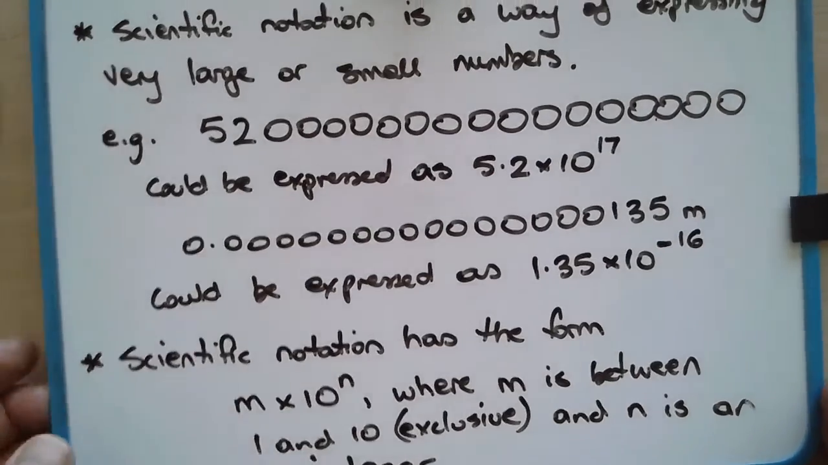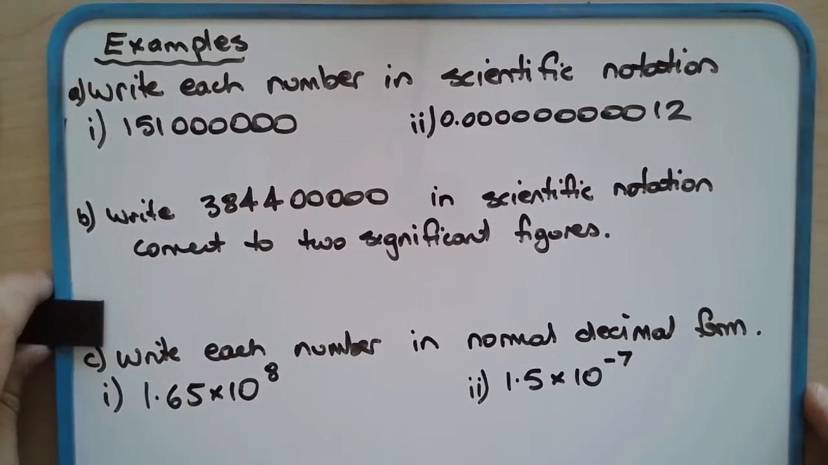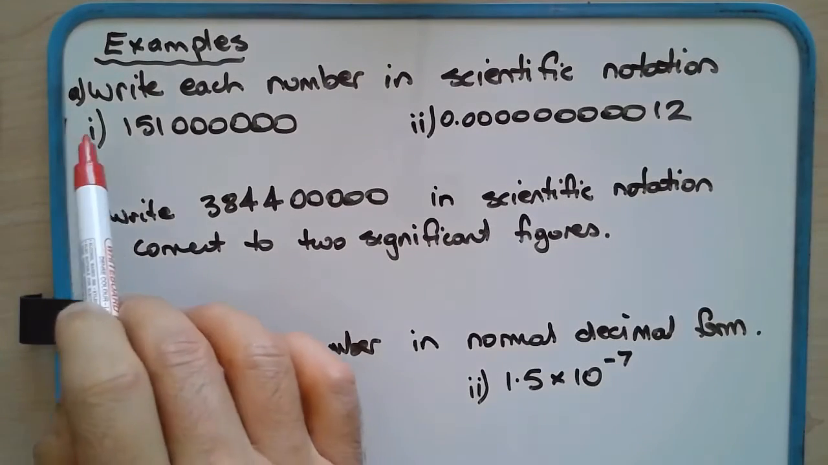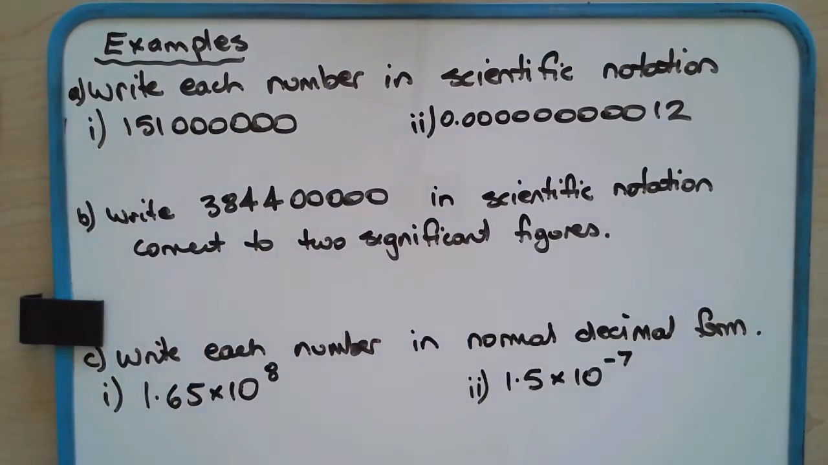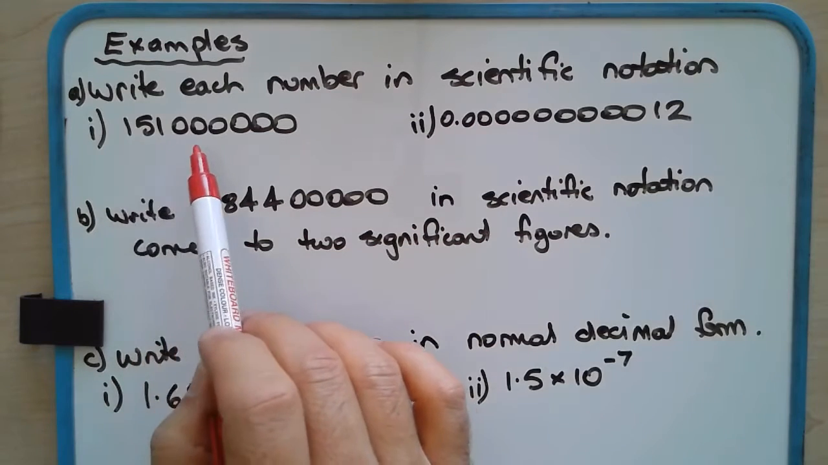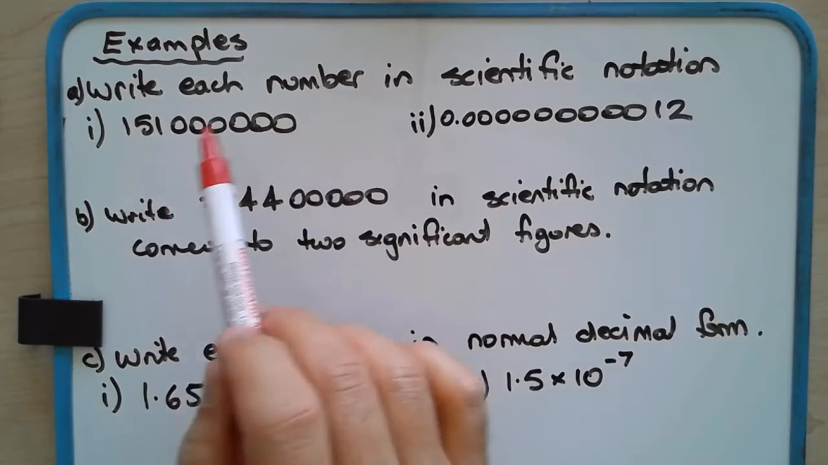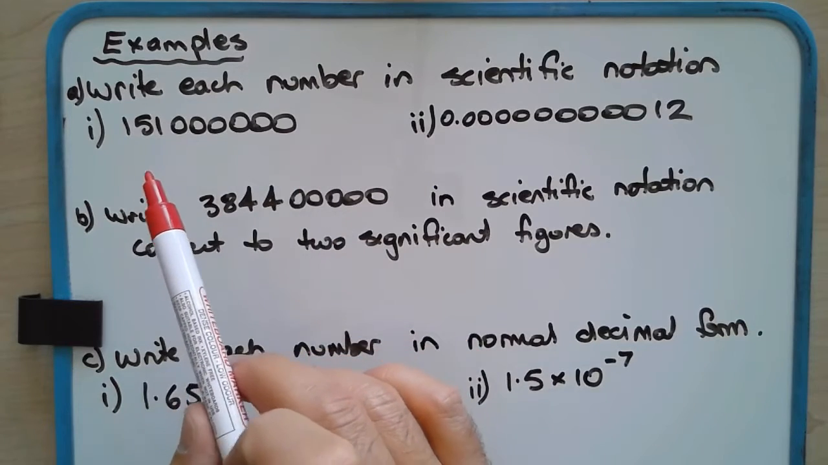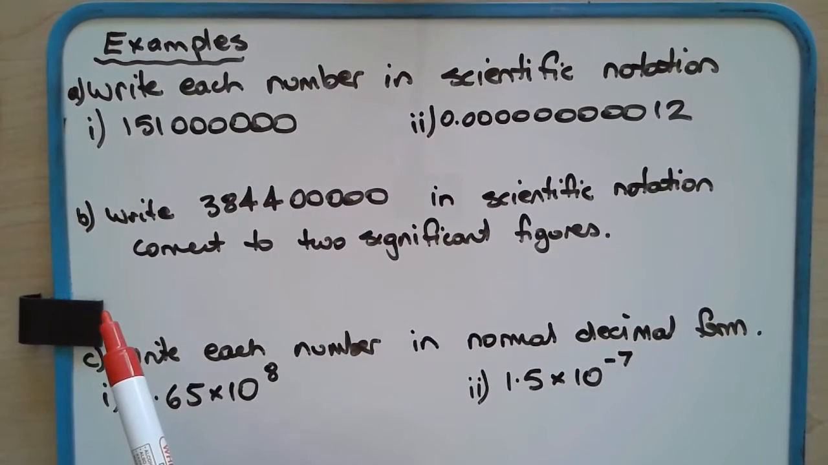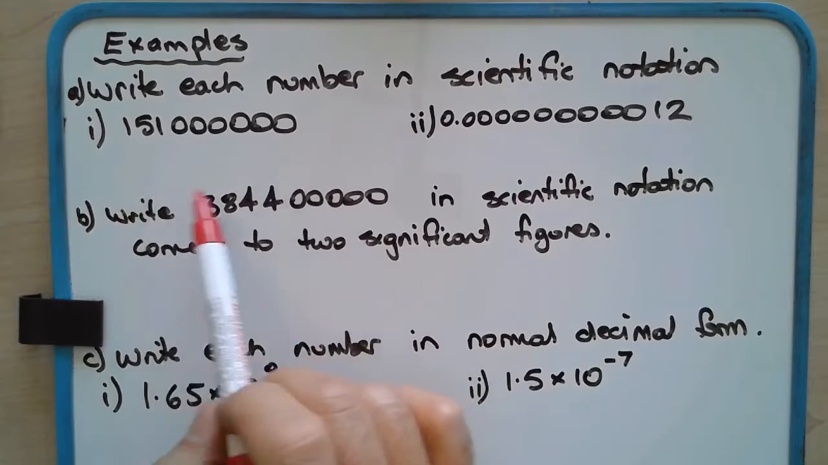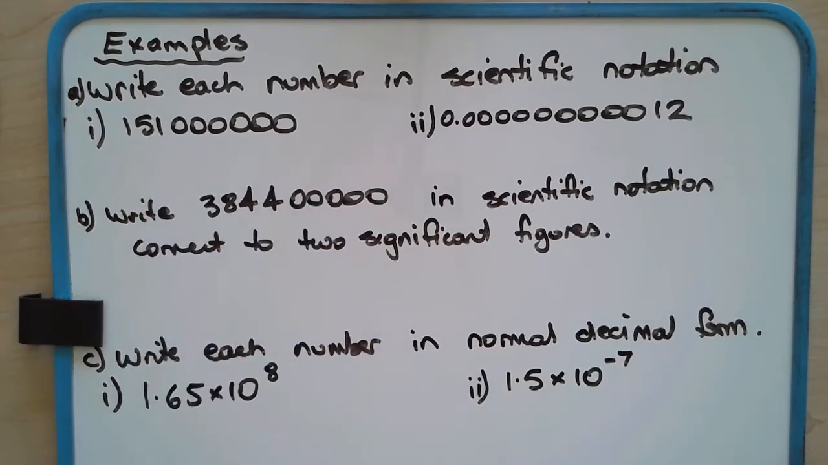Let's have a look at some examples. First one, part A: write each number in scientific notation. We have 151 million. That number looks somewhat familiar. That's roughly the distance in kilometers from the Earth to the Sun. That's probably a small enough number to express in normal decimal form, but for the exercise, let's express this in scientific notation.